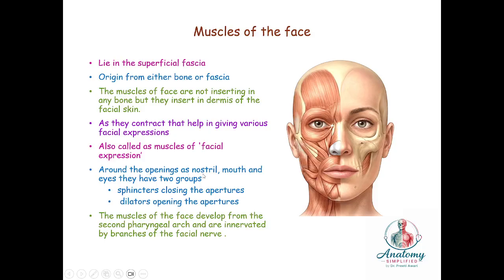Around the openings as nostril, mouth, eyes, they have two groups: sphincters, which will close the aperture, and dilators, which will open the aperture. The muscles of face develop from second pharyngeal arch, so they are innervated by branches of facial nerve.